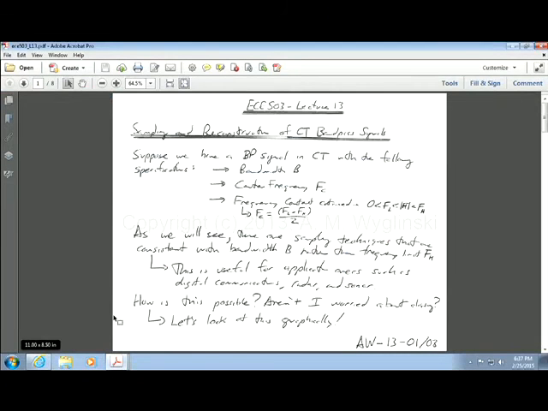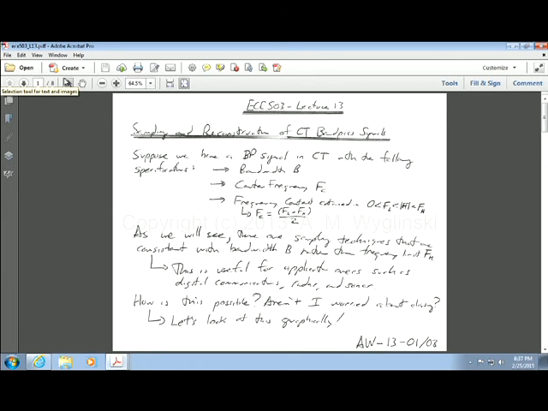So this is lecture 13 of ECE 503. In this lecture, we're going to talk about two topics. The first topic is about sampling and reconstruction of continuous time bandpass signals. The second topic afterwards is the construction of bandpass signals from low-pass signals and returning them back to low-pass signals. The second one is going to be all about modulation.